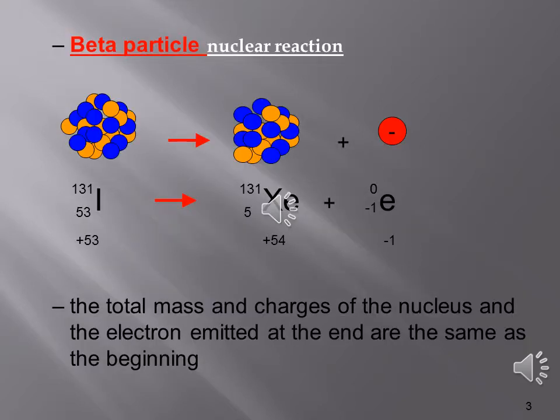When an unstable nuclide disintegrates to lose an electron, the mass number remains the same, but the atomic number increases by 1. For example, when iodine disintegrates to form xenon by losing an electron, the mass number will be 131 minus 0, which gives us 131, while the atomic number will be 53 plus 1, which gives us 54.